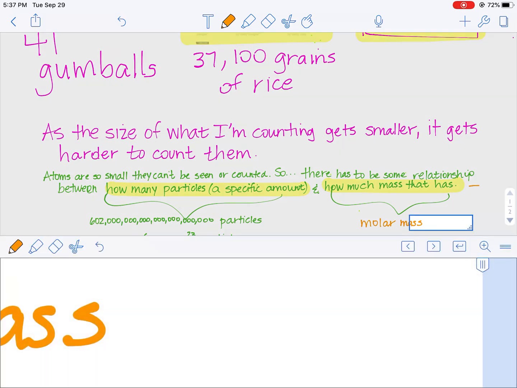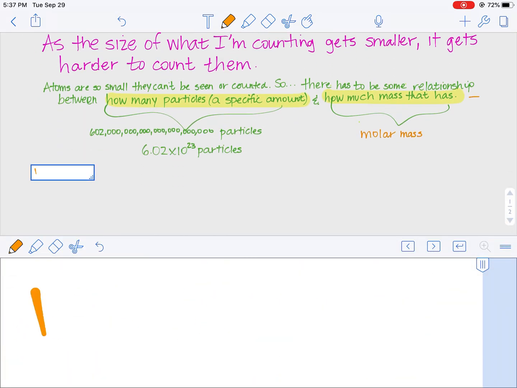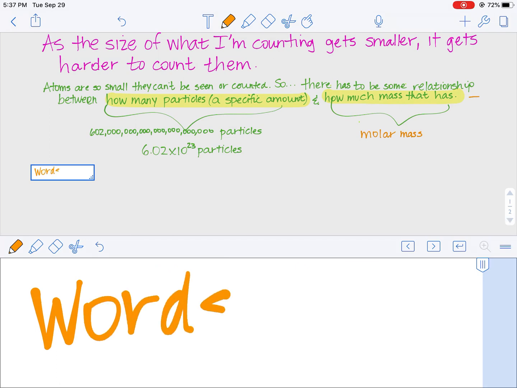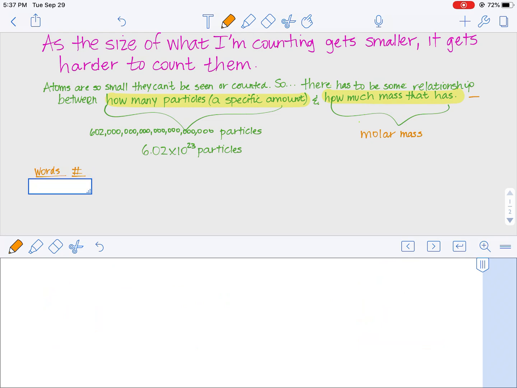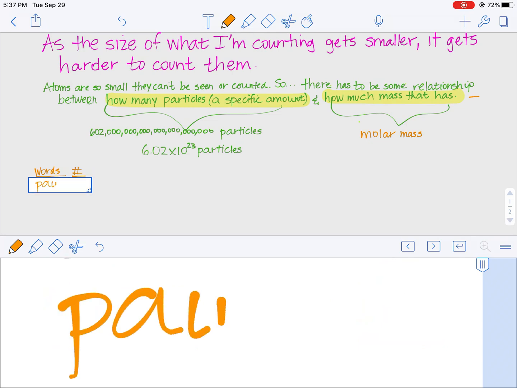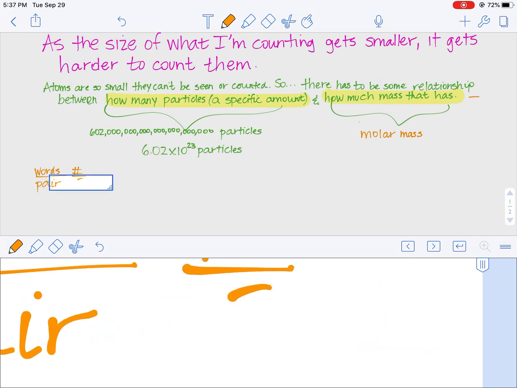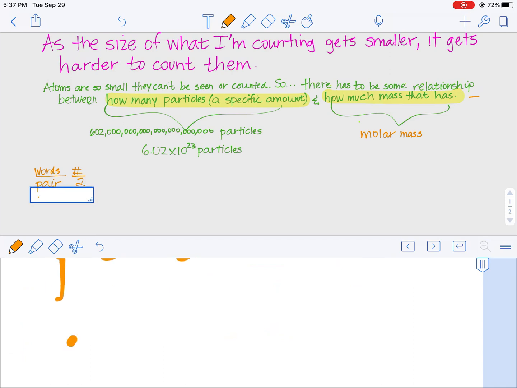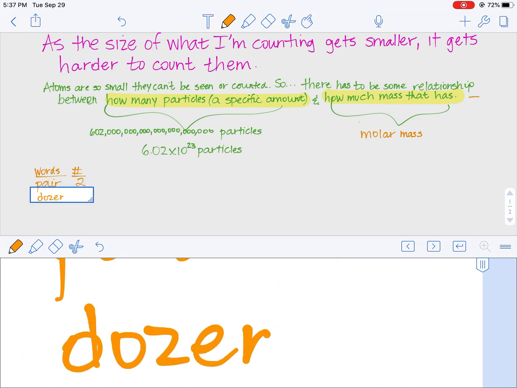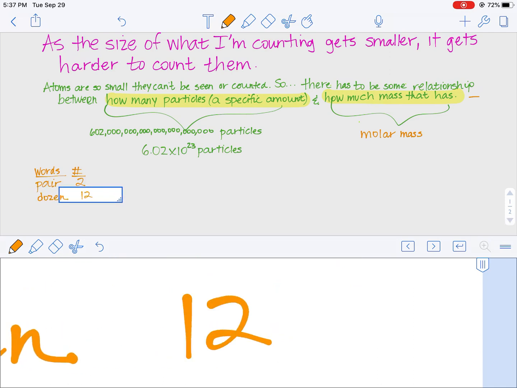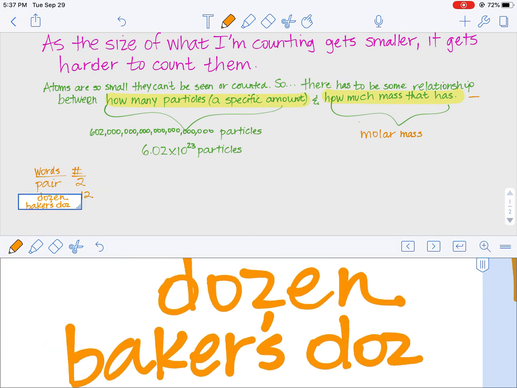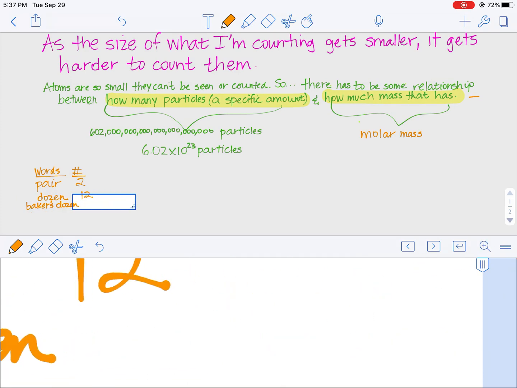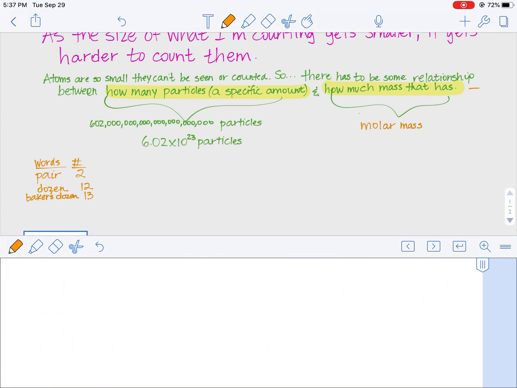In our English language, there are a number of words that have a numerical meaning. In other words, ba-dum-bum-ching, if I heard pair, you know that that means 2. If I said the word dozen, you know that that means 12. Maybe you've heard the word baker's dozen. That translates to the number 13.